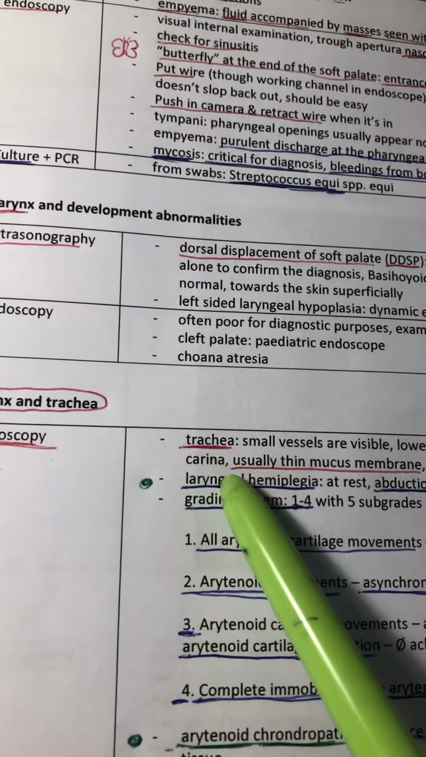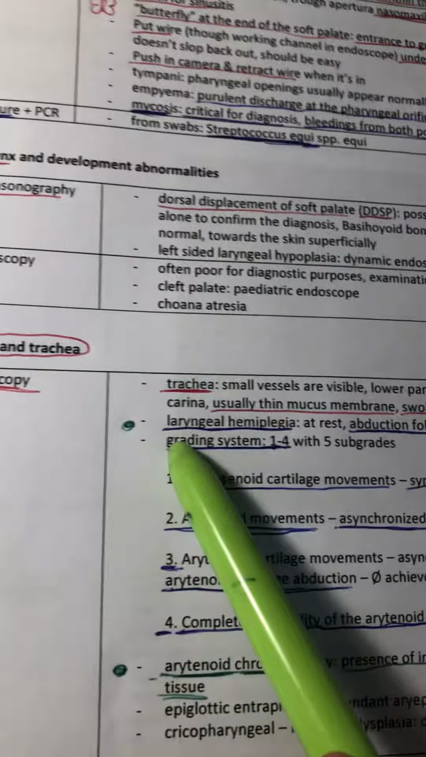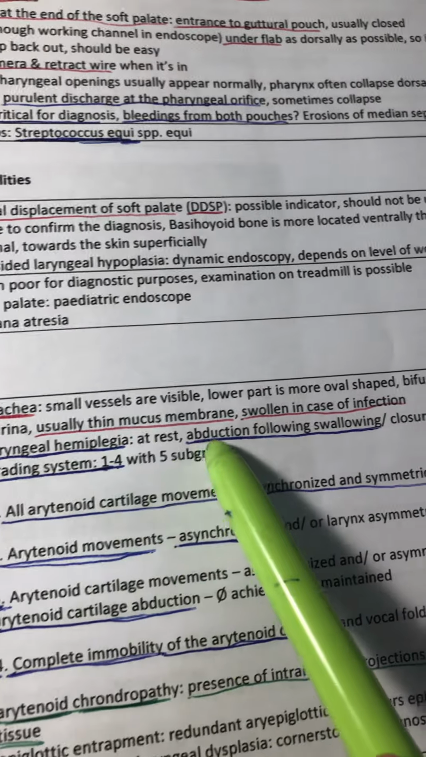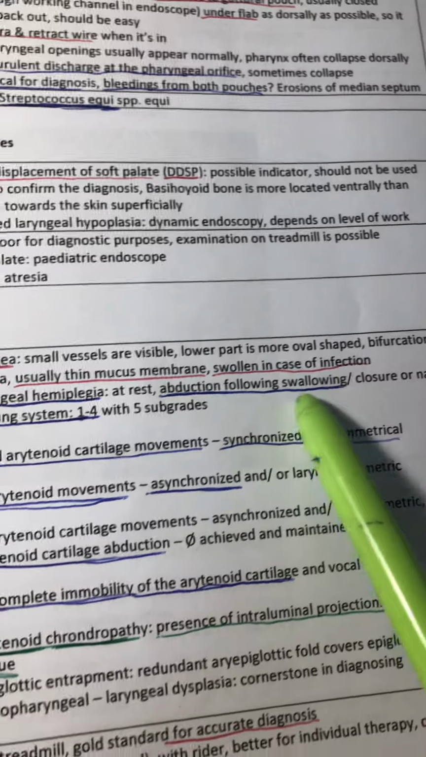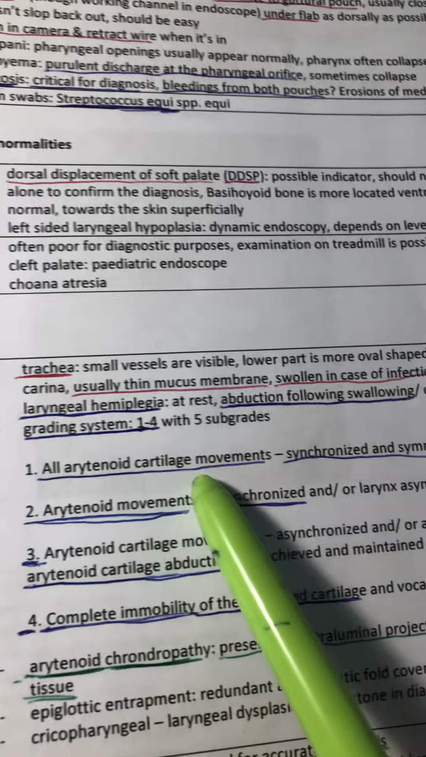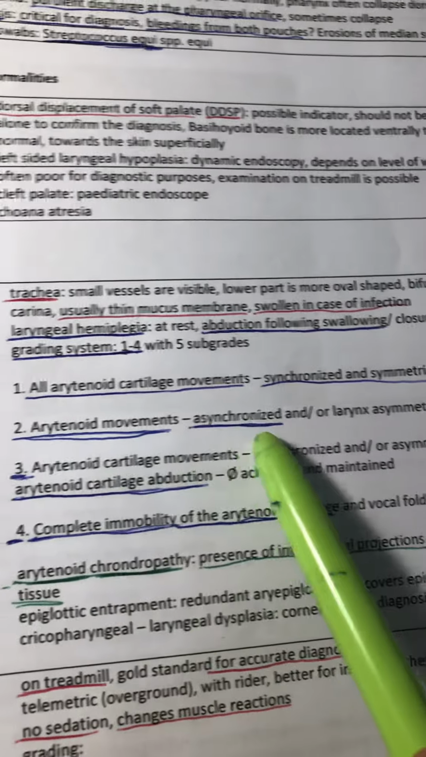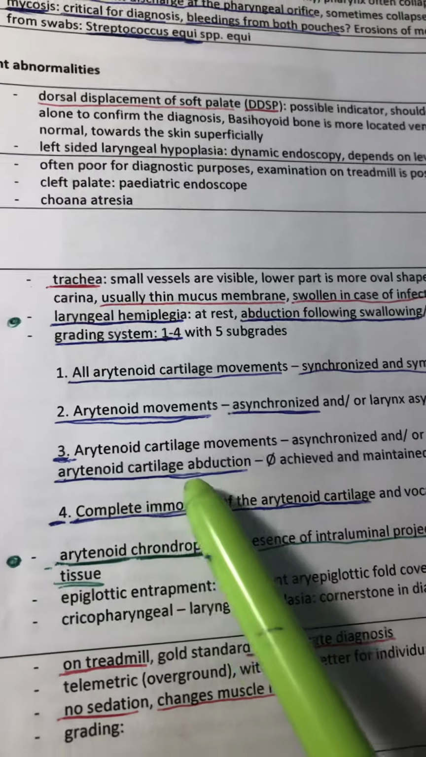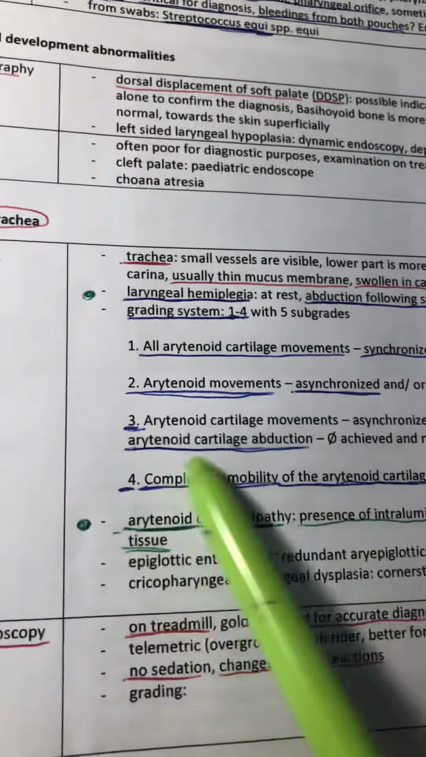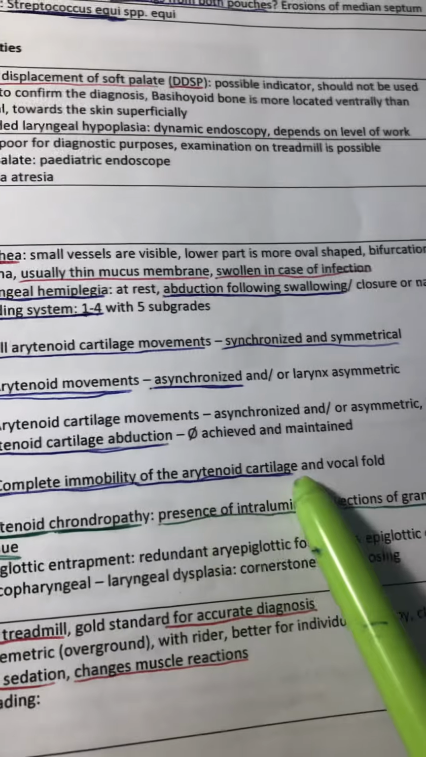For the trachea, it's usually thin mucous membranes and it's swollen in the case of infection. For laryngeal hemiplegia, there's adduction following swallowing, and there's a grading system 1 to 4. At 1, all the arytenoid cartilages are synchronized and symmetrical. At 2, the arytenoid movements are asynchronized. At 3, there's no full abduction of the arytenoid cartilage. And at 4, there's immobility of the arytenoid cartilage.